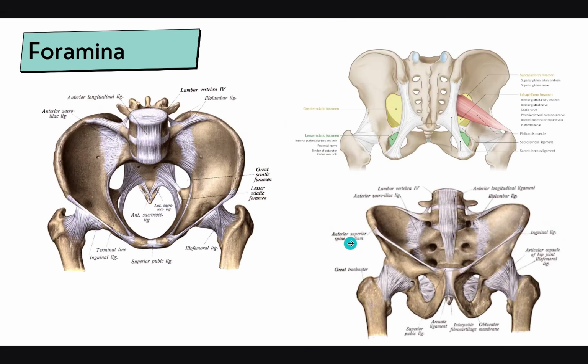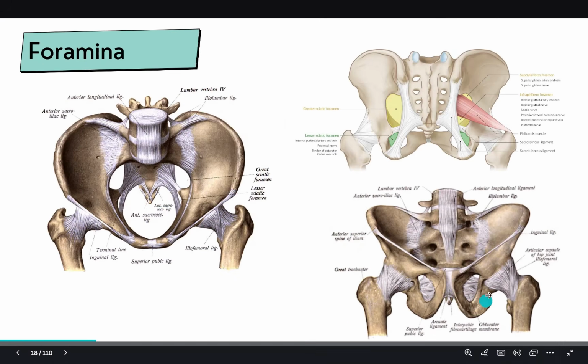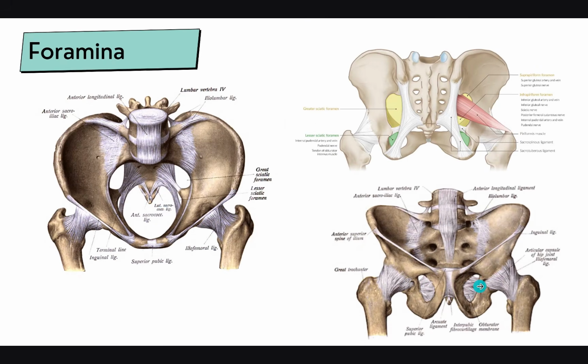Okay, now moving on to the foramina. There are three main foramina. As I mentioned before, we have the obturator membrane over here, and the obturator membrane leaves a small opening over here called the obturator canal. Through the obturator canal, you have two things passing. We have the obturator nerve and the obturator artery and vein.